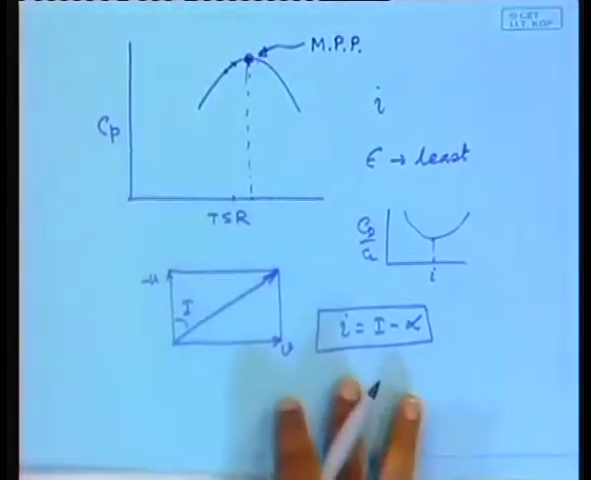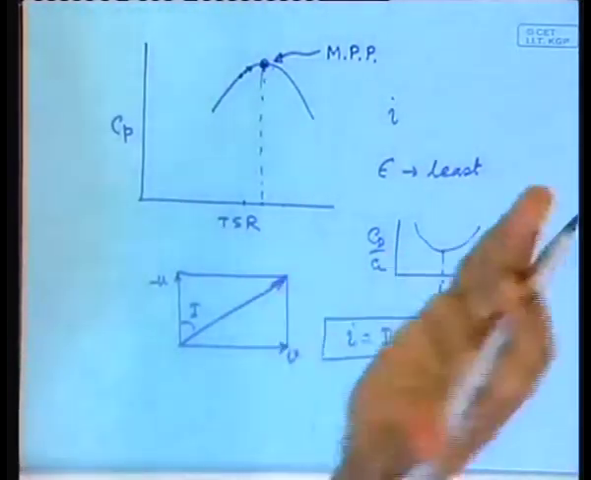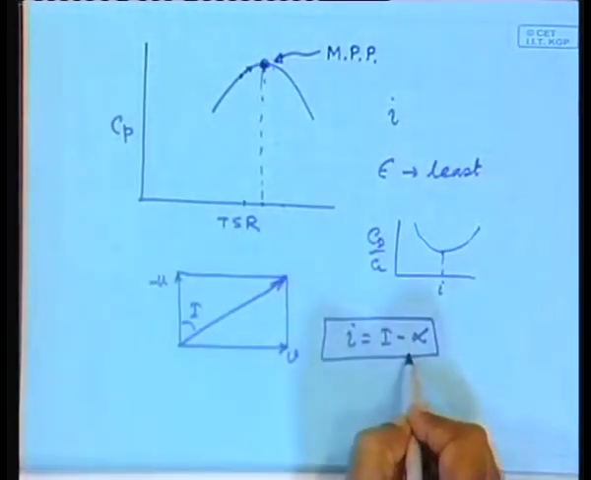So, the take home message is that the pitch angle control will be controlled by this.